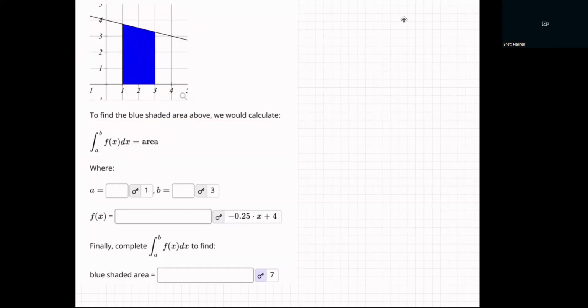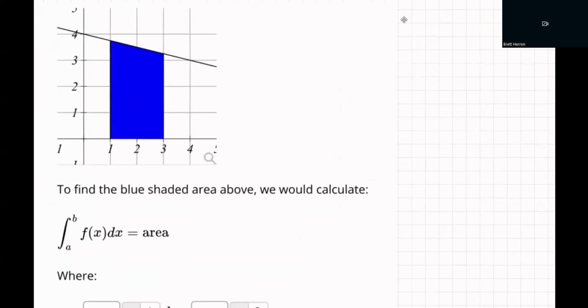So first off, a and b are 1 and 3 because we're going from 1 to 3. That's the first thing it wants to know: where does it start, where does it end? 1 to 3. And then, what's the function? There it is. How did they come up with that? That's the line. So the function's the line. Let me help with that.